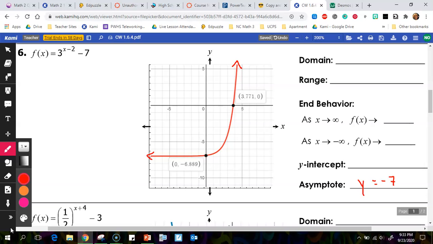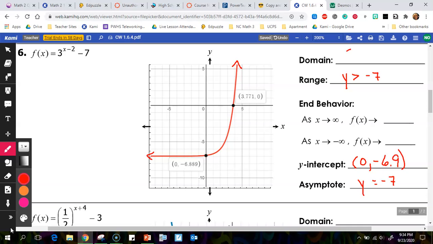And then let's talk about the domain and range. Actually, we'll do the y-intercept. Y-intercept is at 0, -6 point, we'll just do 6.9 there. And then the range is going to be everything above this -7 right here. So everything above the asymptote is greater than -7. So remember, those are going to match. The range and the asymptote, those are going to have the same number in them.